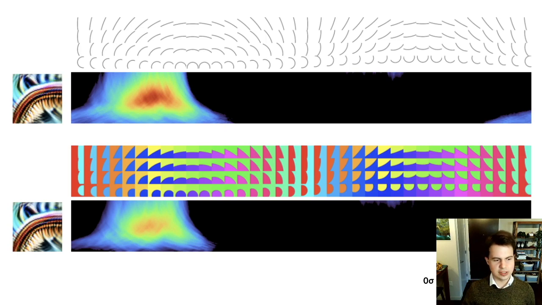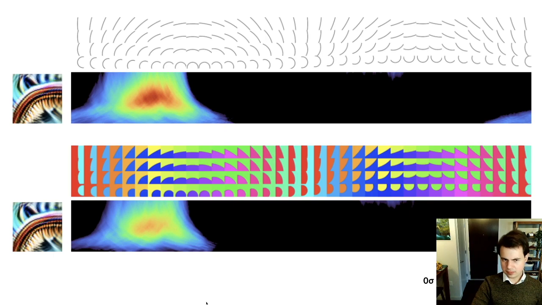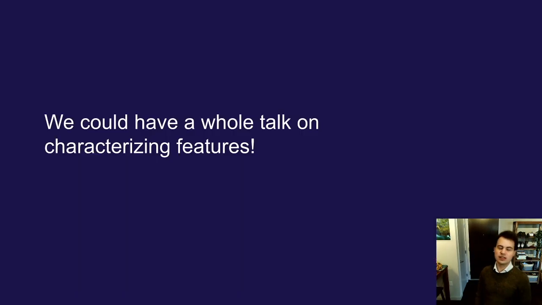My video was actually going, and my webcam's actually blocking this for you, but the red here is plus 25 standard deviations. So it's actually just firing ridiculously strongly for these stimuli, even though they're synthetic. In any case, we could actually have an entire talk on characterizing neurons and characterizing features.